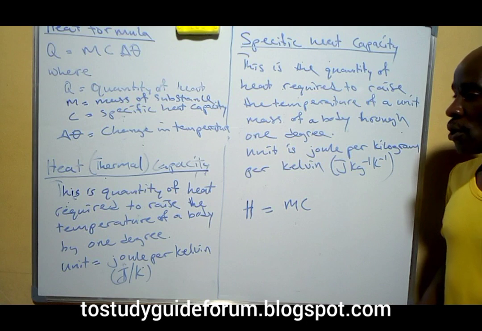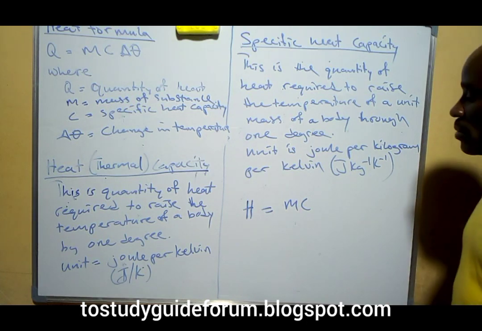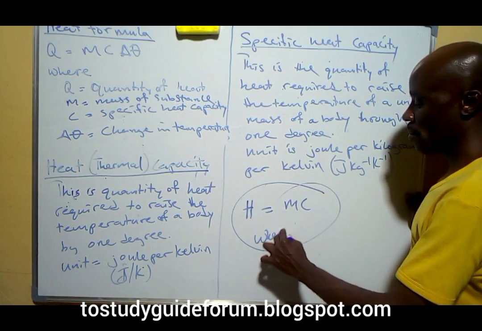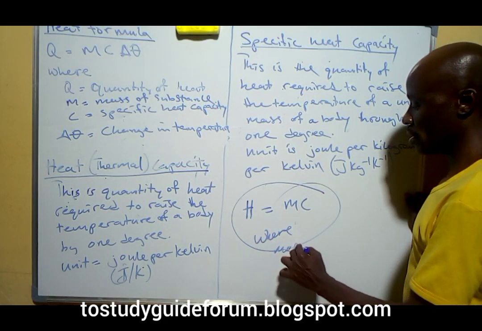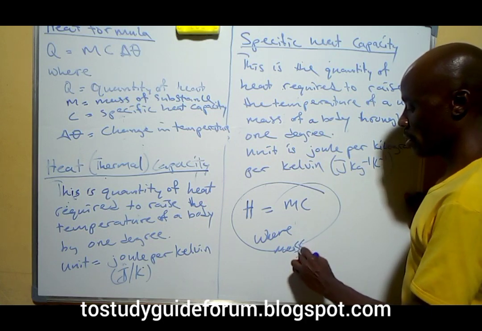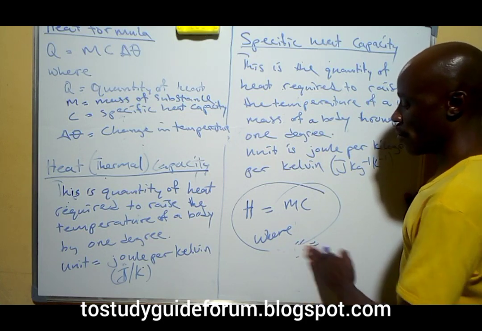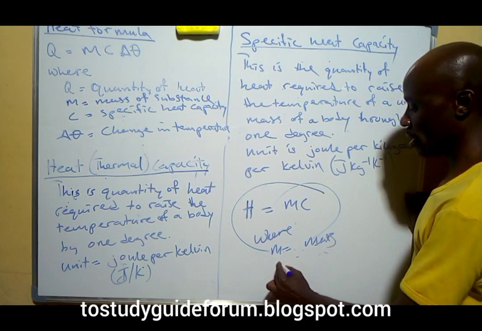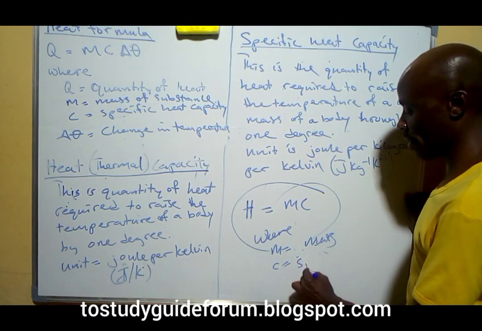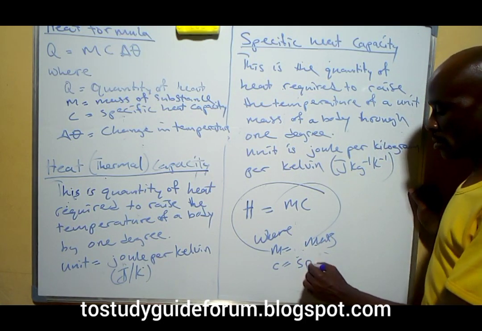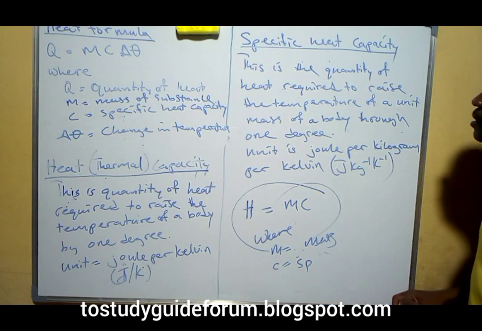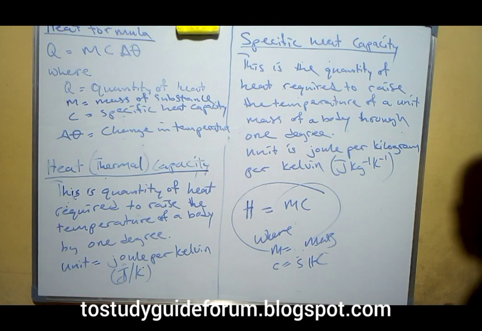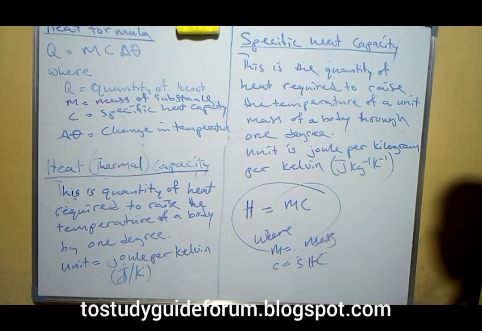And then for us to calculate the thermal heat capacity, we will require this formula, where m is equal to what? Mass, and then c is what? Specific heat capacity. That's just what we need.